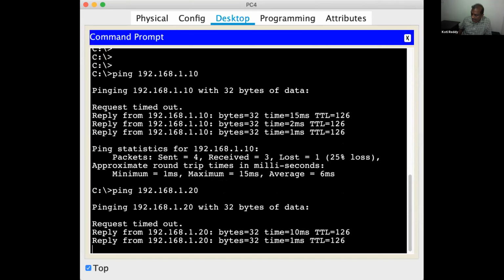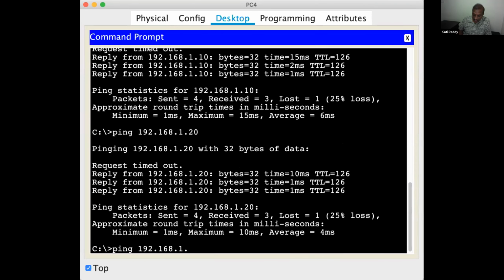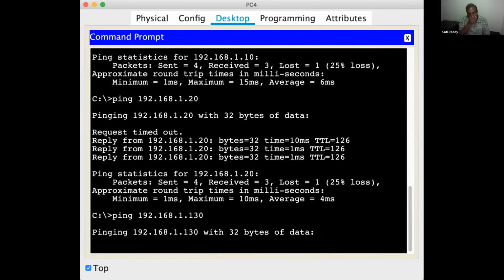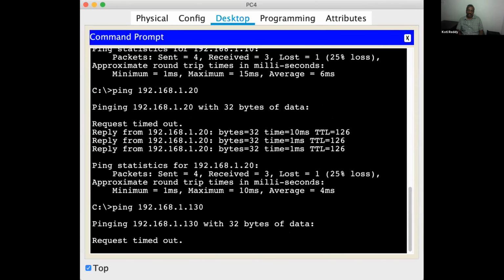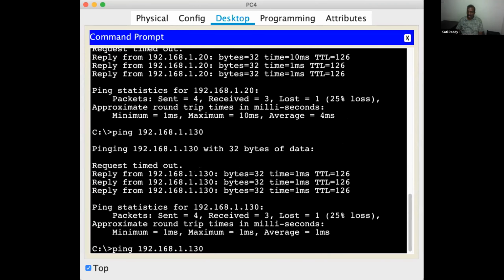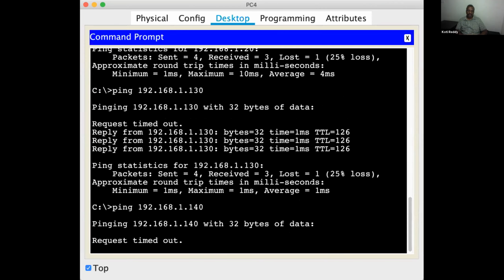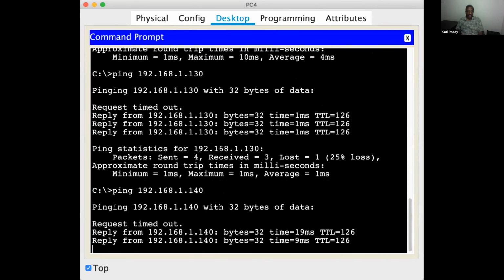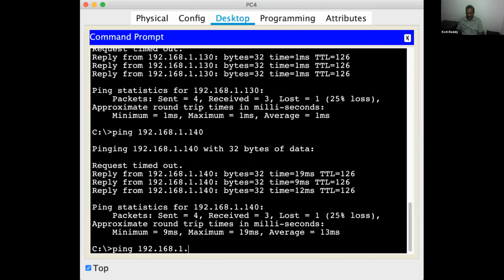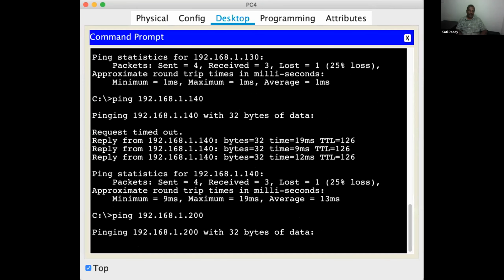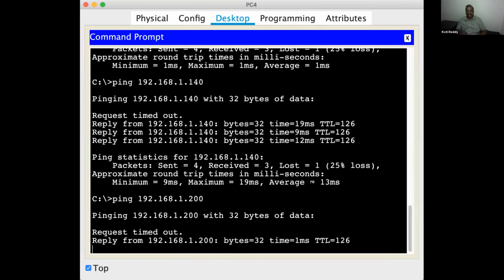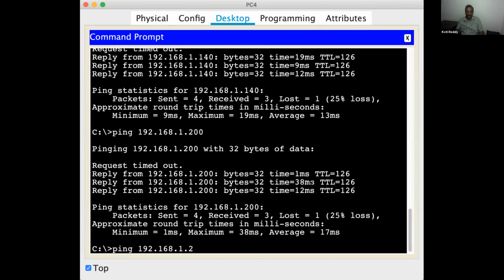Yes. Can I ping the HOB client 1.130? HOB client. I could ping. Can I ping 1.140 HOB server? I could ping, right? Can I ping HOC client 200? Can I see HOC server 210?